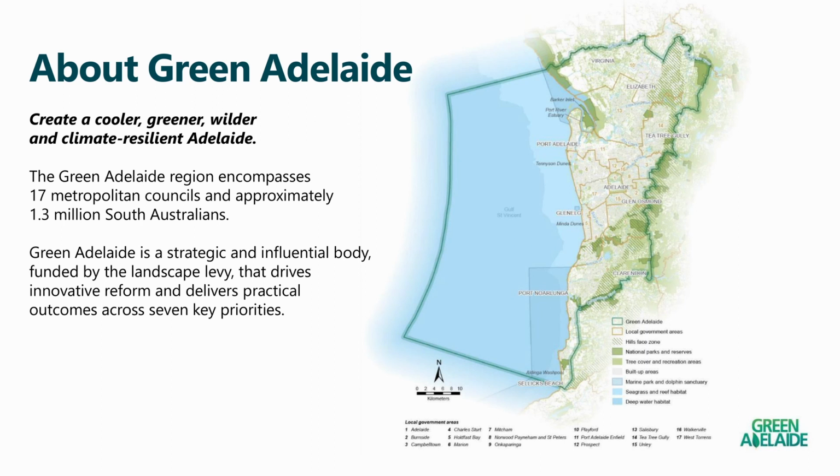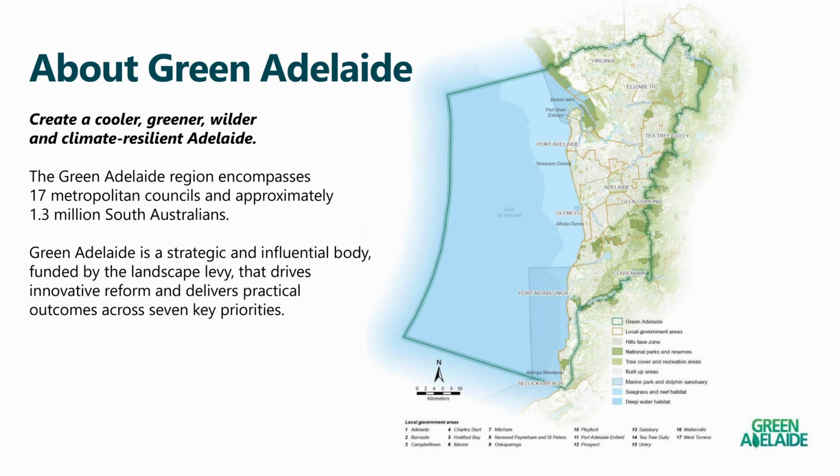The state is divided up into 9 landscape regions. 8 of them are regional, with the metropolitan one being called Green Adelaide. As you can see on the screen, we have a vision to create a cooler, greener, wilder and climate resilient Adelaide. The map shows that our region goes from the Gawler River in the north down to Sellicks in the south and along the Hills Face zone.